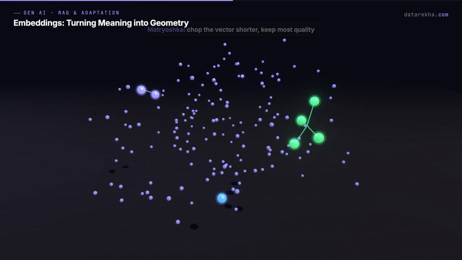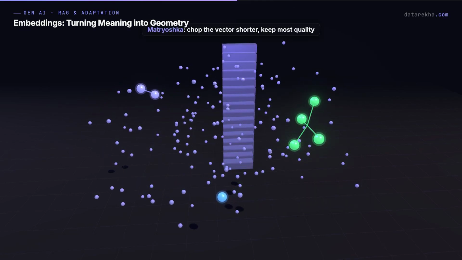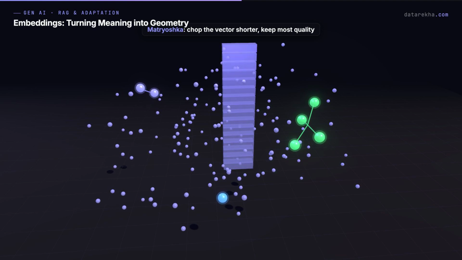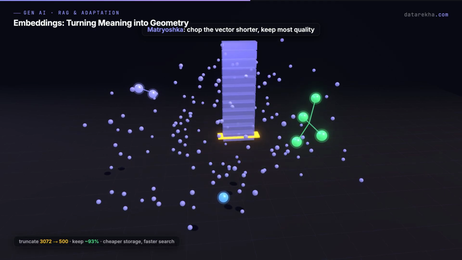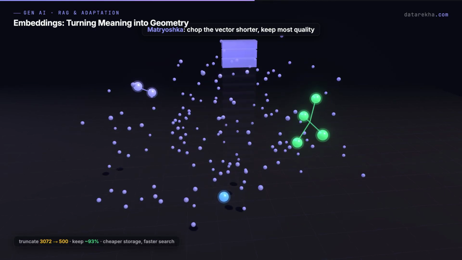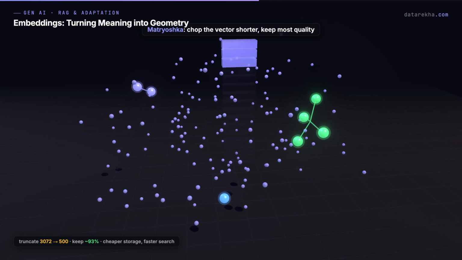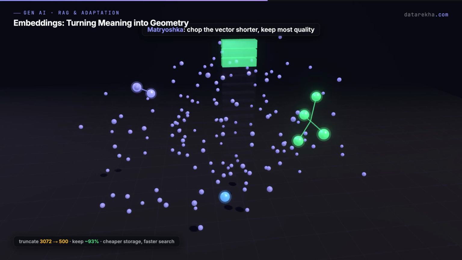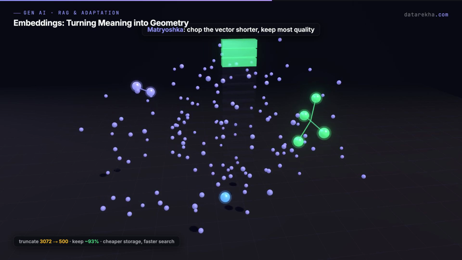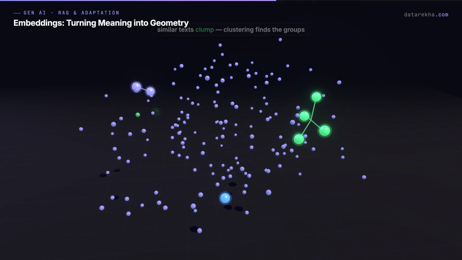And here's a newer lever worth knowing. Modern models pack the most important information into the first dimensions. So you can chop a 3000 dimension vector down to 500 and keep around 93% of the quality. Cheaper storage, faster search. And because meaning becomes position, similar texts naturally clump.